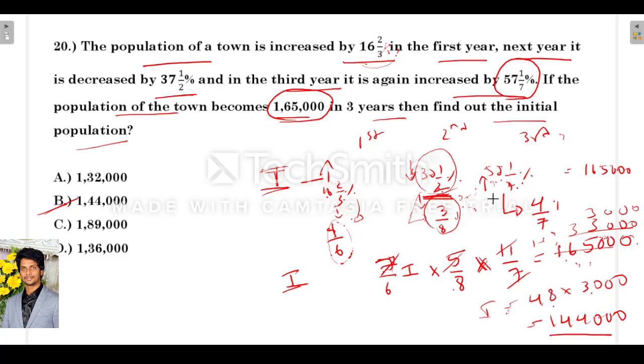So in the third year it is again increased by 57 1 by 7%. When we convert this 57 1 by 7 into a fraction, it is 4 by 7. Because here it is increased, we are multiplying it by 11 by 7, which gives the population after 3 years. So this is 11. They have given this as 165,000. So after calculation we got this I as 1,44,000.